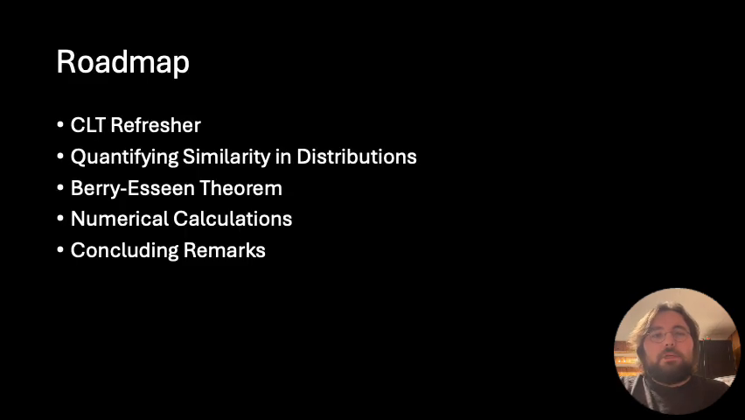So here is the agenda for this presentation. First, we will review the central limit theorem so that we're all on the same page. Second, I will talk about a way that we can quantify the similarities between two distributions. Third, I will talk about how this relates to the Berry-Esseen theorem. Fourth, I will talk about how I performed numerical calculations of the Kolmogorov distance. And then lastly, I'll make a few concluding remarks.